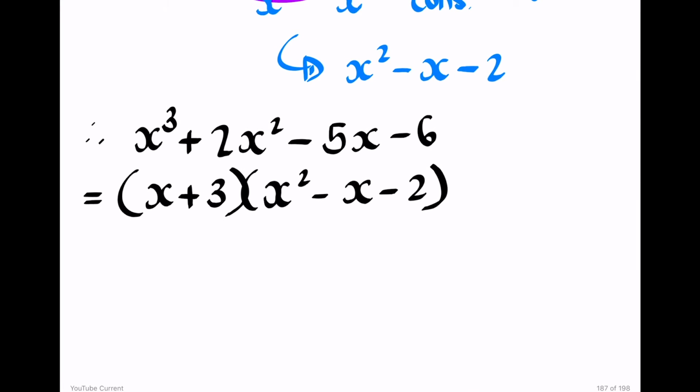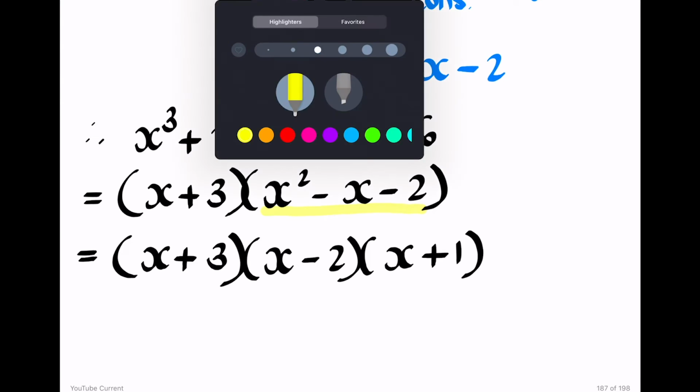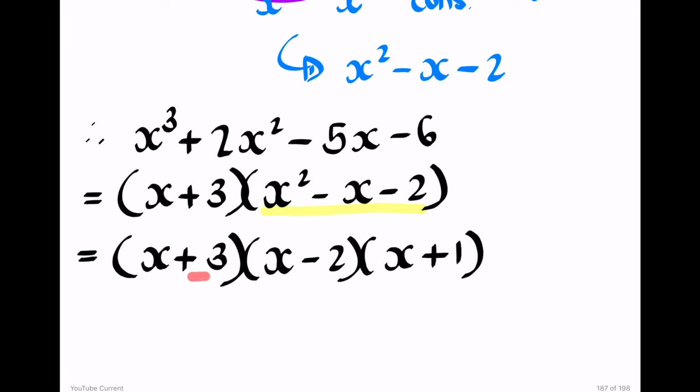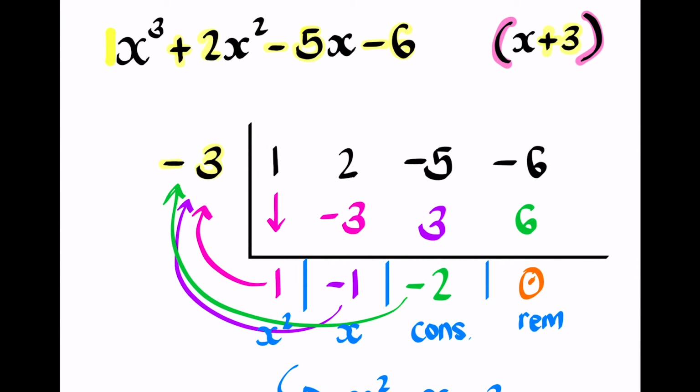Now if I were to just tidy this up and finish factorizing, I would have x plus 3. Then inside this bracket, I have a trinomial of x squared minus x minus 2, which factorizes as x minus 2, x plus 1. So we would be able to therefore use this in order to determine our x-intercepts of our cubic function or our cubic graph.